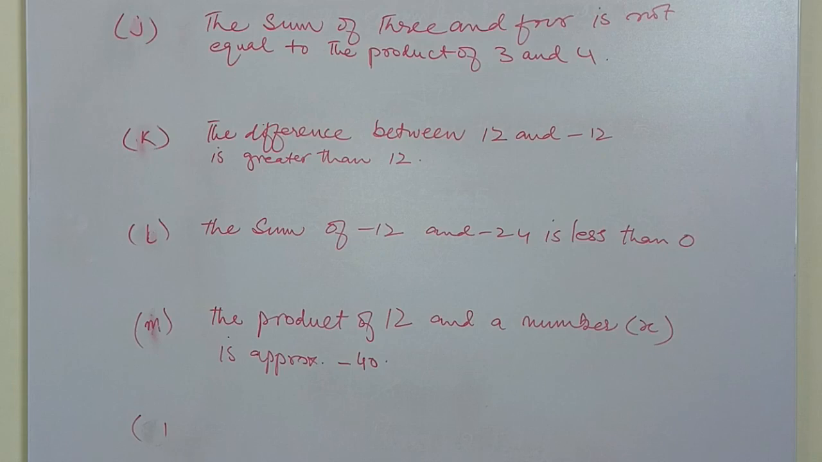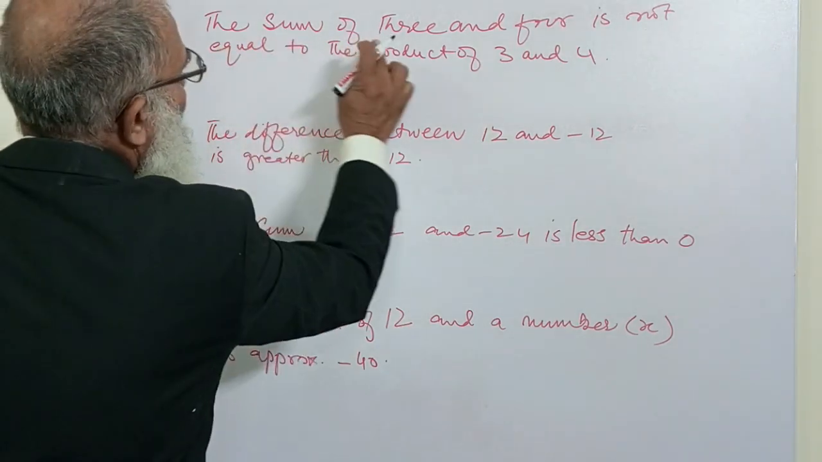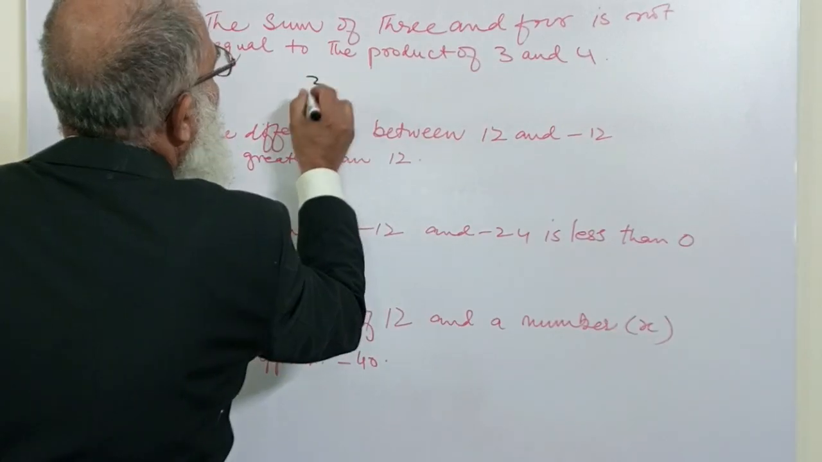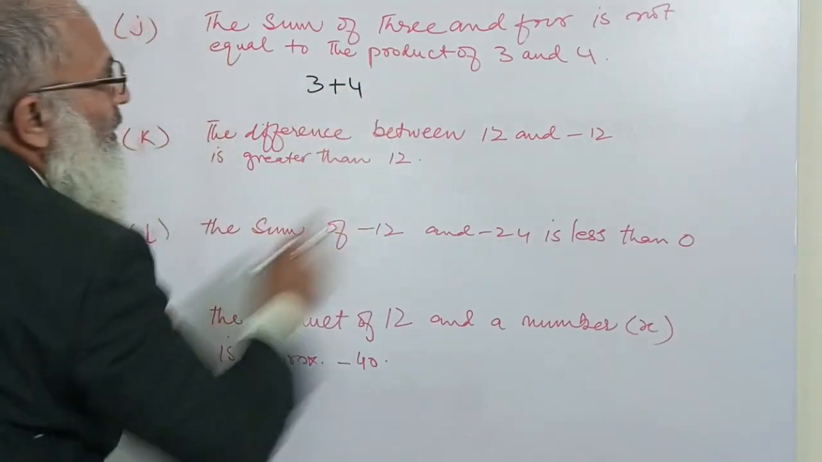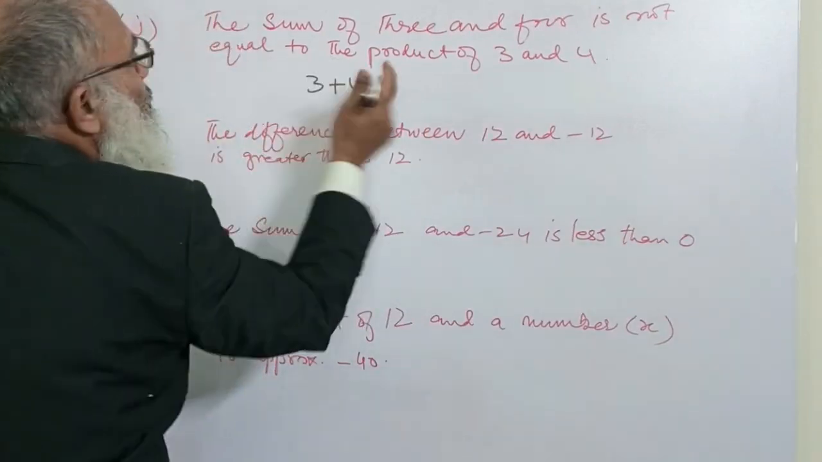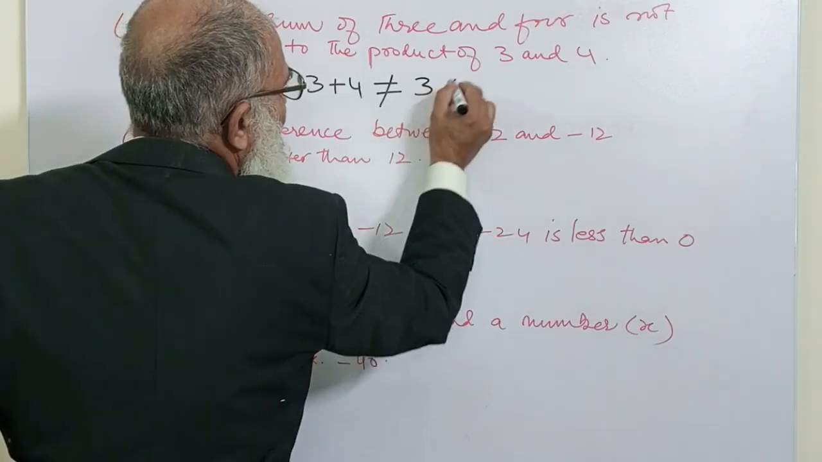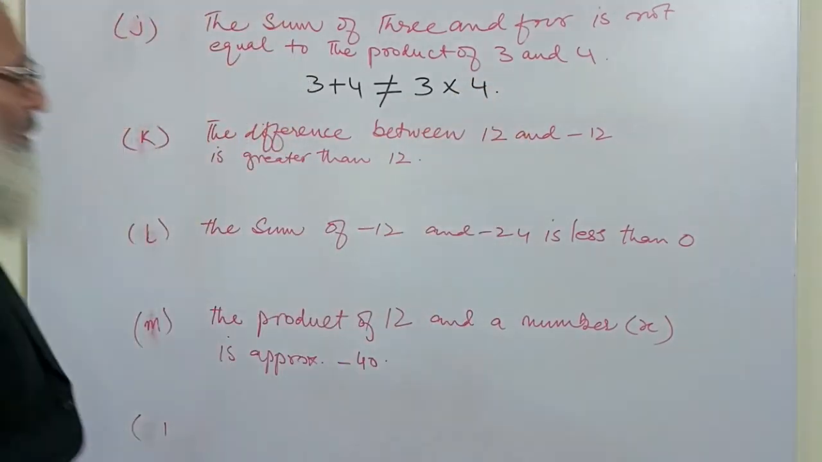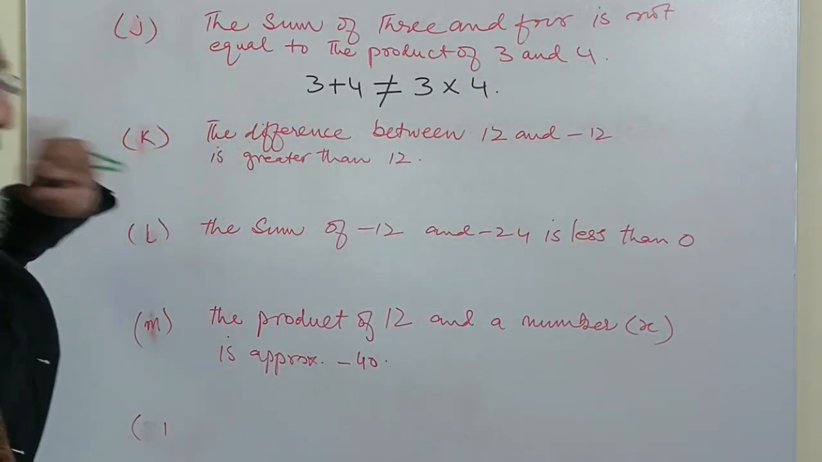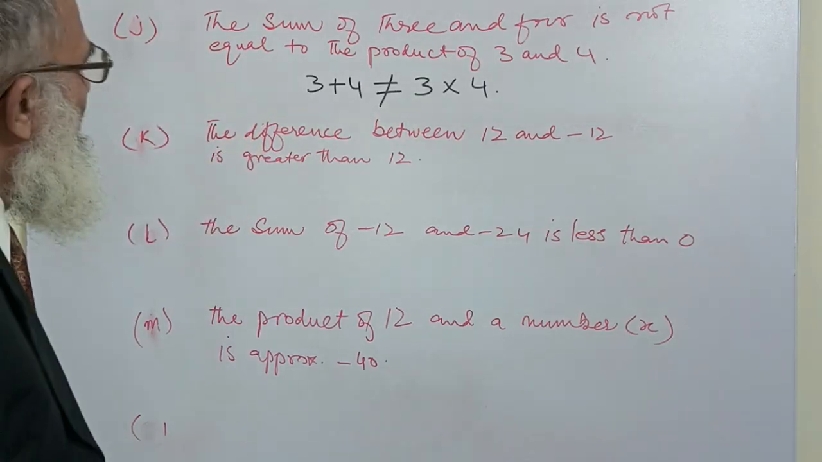Well, students, we come to part number J, exercise 1.2. The sum of 3 and 4 is not equal to the product of 3 and 4. Let me write it in mathematical order. The sum of 3 and 4, 3 plus 4, is not equal to 3 multiplied by 4. The answer is this, okay?